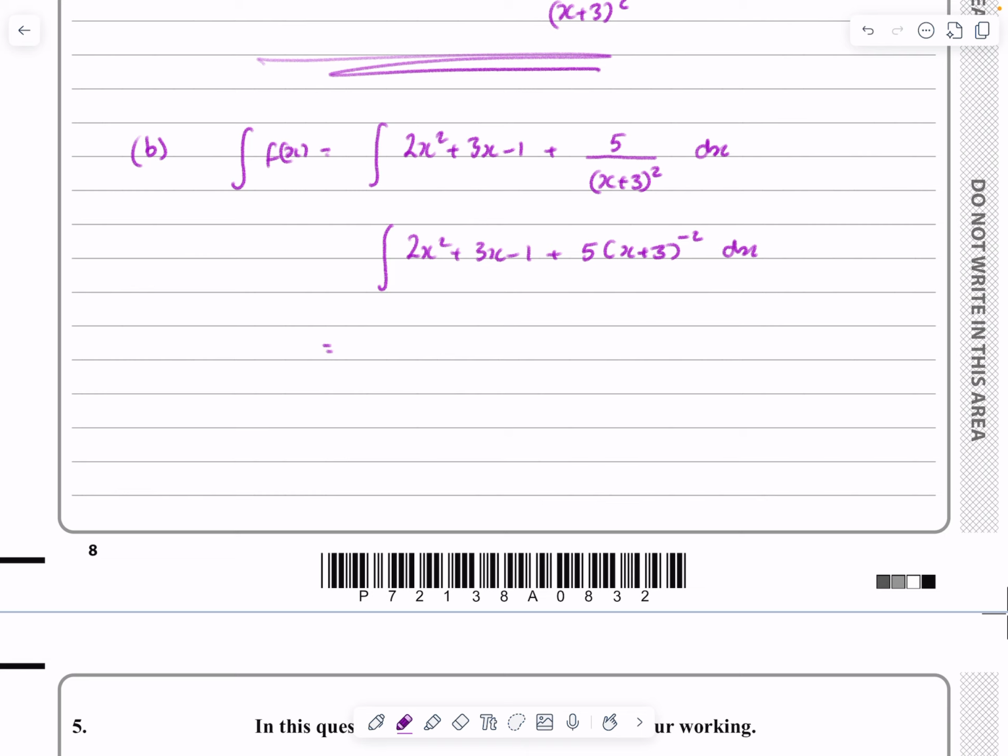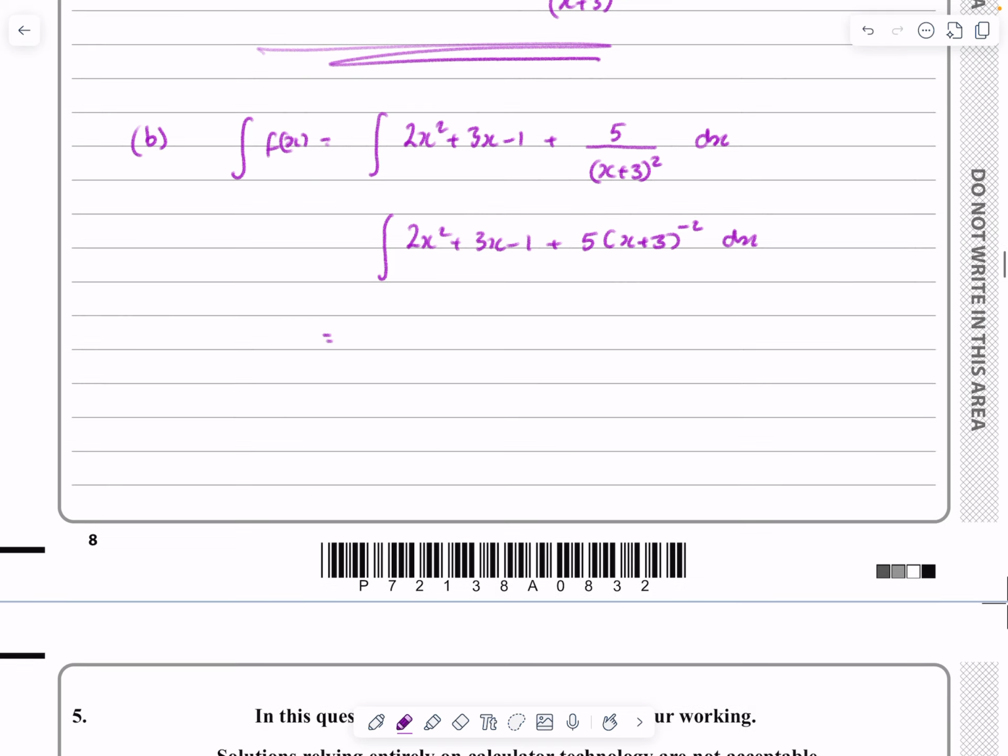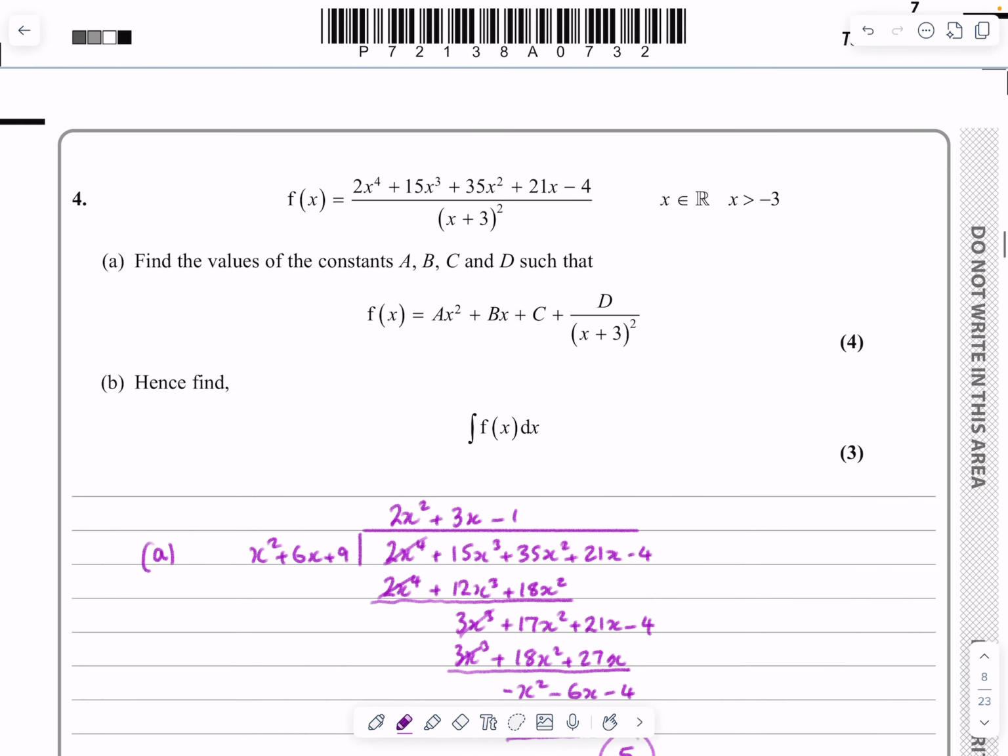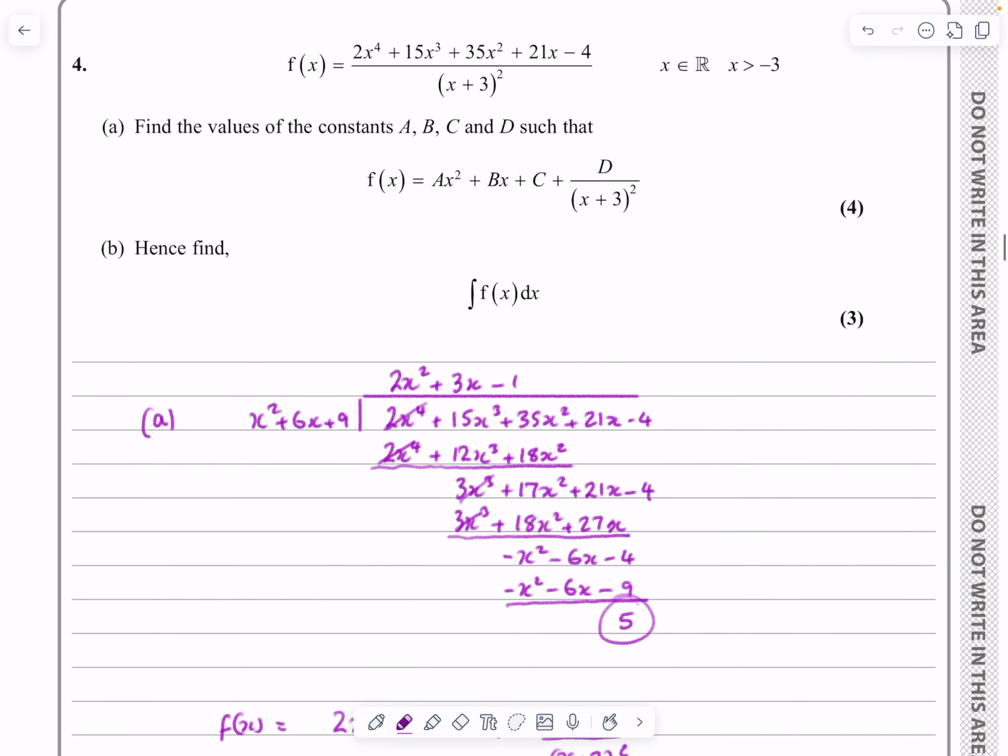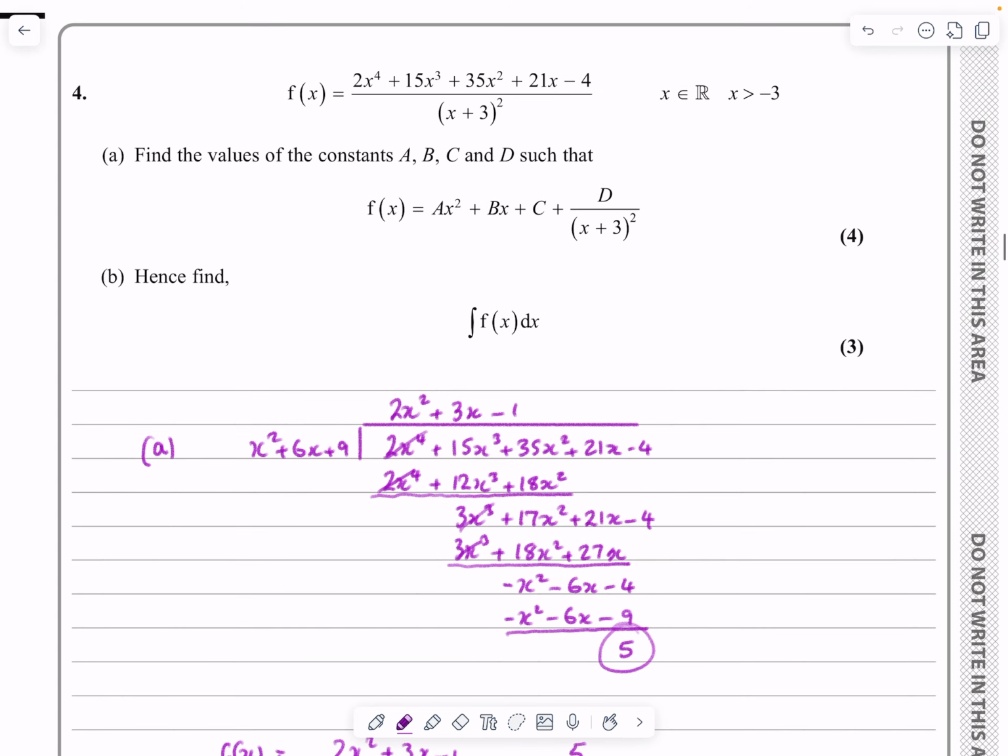If we're integrating it, just integrate each term separately. So add 1 onto the power, divide by the new power. Add 1 onto the power, divide by the new power. Obviously 1 just becomes x, and then this one here becomes minus 5(x plus 3) to the minus 1. Don't forget your constant of integration. Okay, so at this stage, when you finish it, just go back and check. We've got 3 marks, but make sure we're not losing any marks for accuracy there. Okay, hopefully that all makes sense.